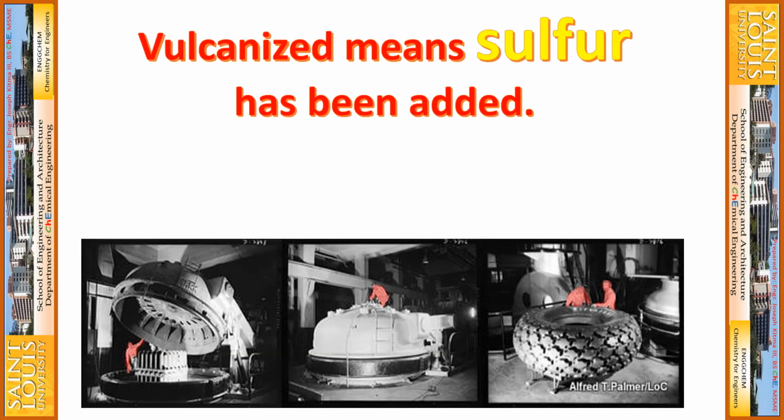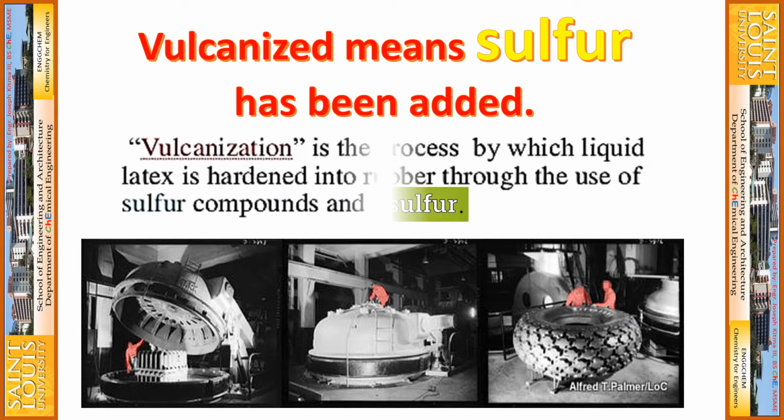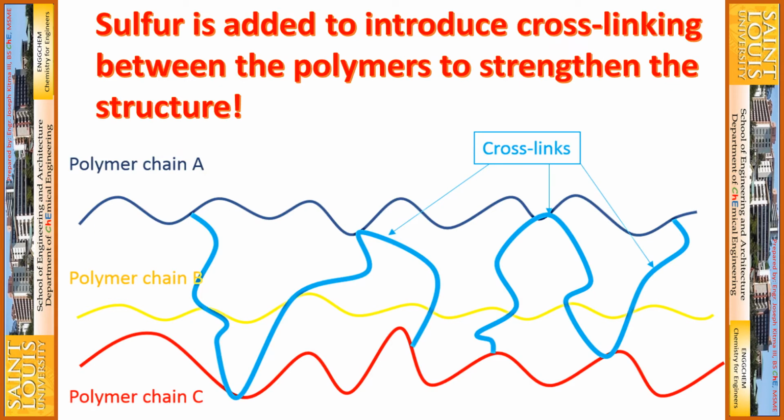Vulcanized means sulfur has been added. Vulcanization is the process by which liquid latex is hardened into rubber through the use of sulfur compounds and sulfur. Sulfur is added to introduce cross-linking between the polymers to strengthen the structure.